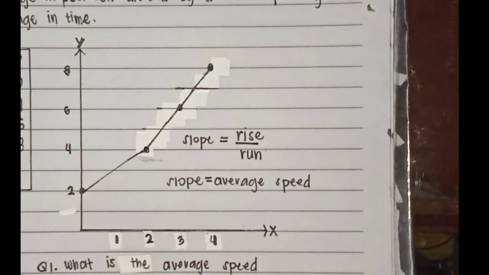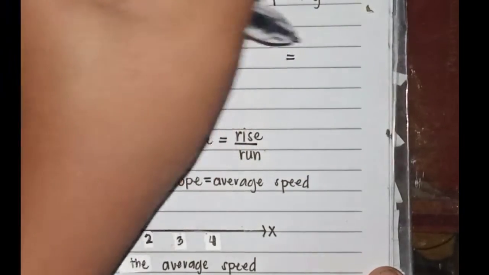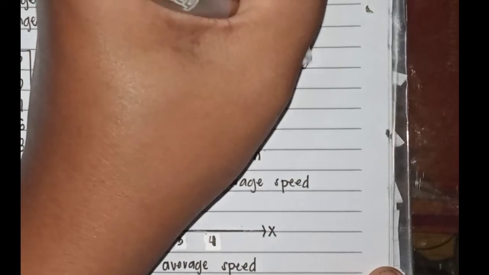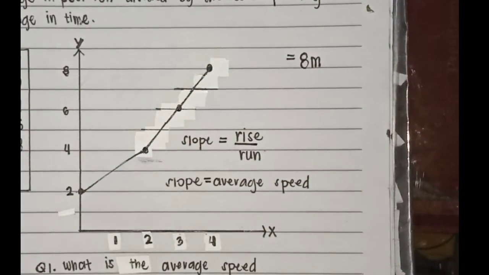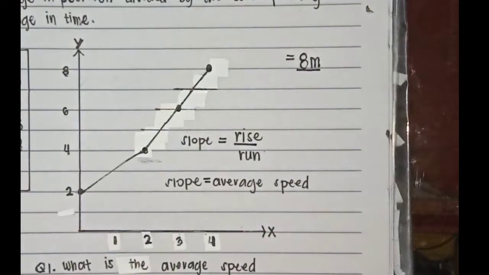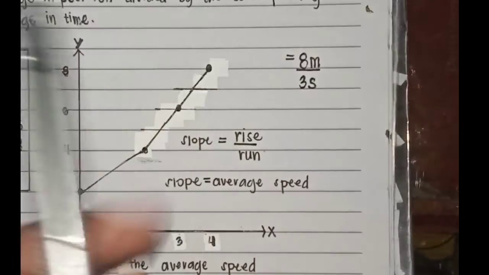So 2, 3, 4. It rises to 8. So we have 8 meters. 8 meters because position represents meters. So how did the line run between 2 seconds to 4 seconds? 2, 3. 3 seconds. Why is it seconds? Because time represents seconds.